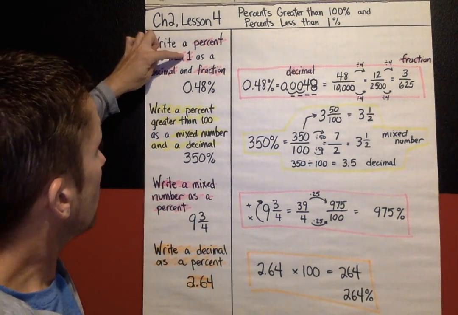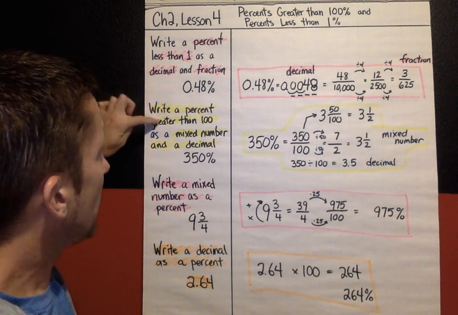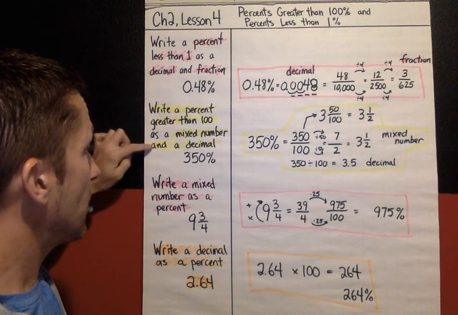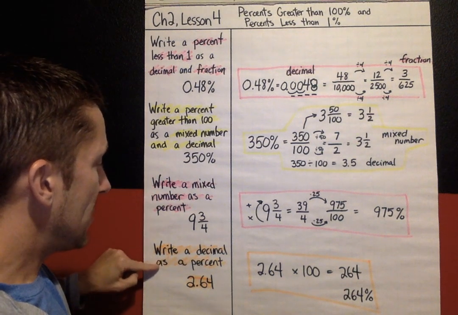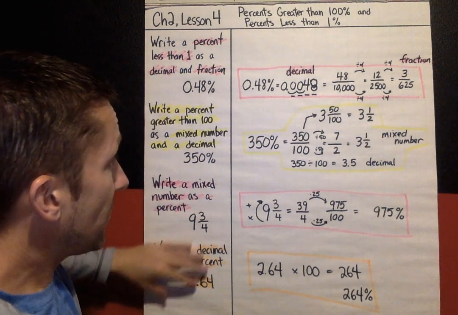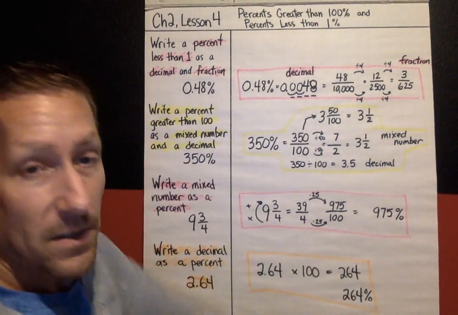Percent less than 1 as a decimal and fraction. Percent greater than 100 as a mixed number and decimal. Write a mixed number as a percent. Write a decimal as a percent. Read carefully and then follow your notes.